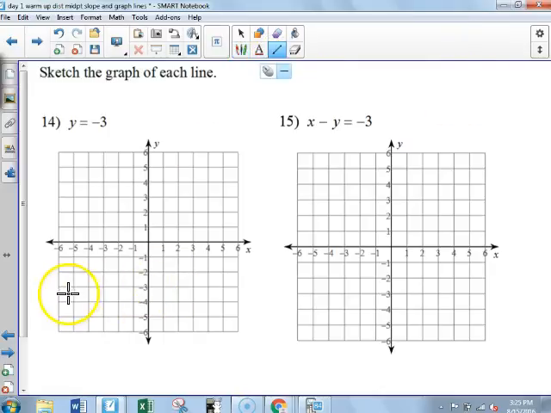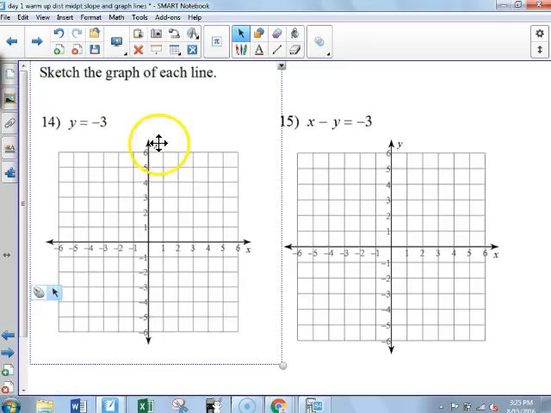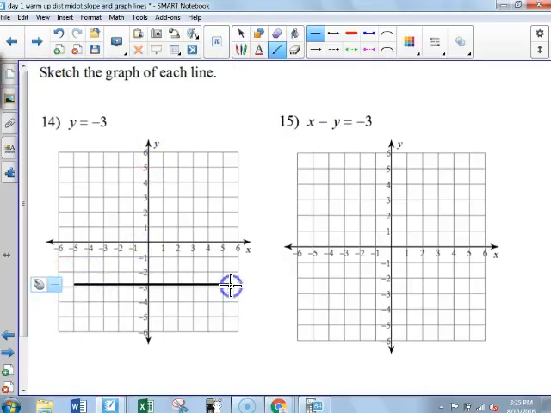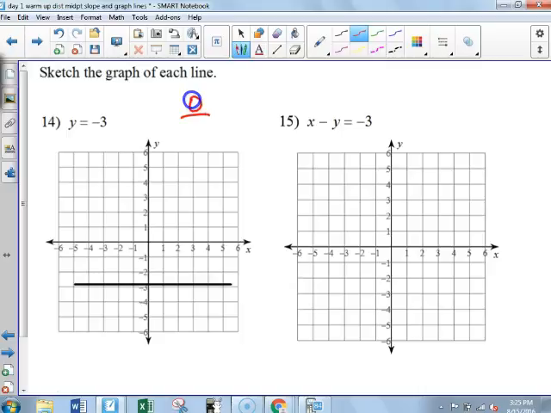Horizontal line down at -3 with a slope of... Oh, undefined is a vertical line. This one has no rise, but it has run. So if I pick 2 points like here and here, I'd say it went up 0 but over 2, and that's 0. This is a 0 slope.